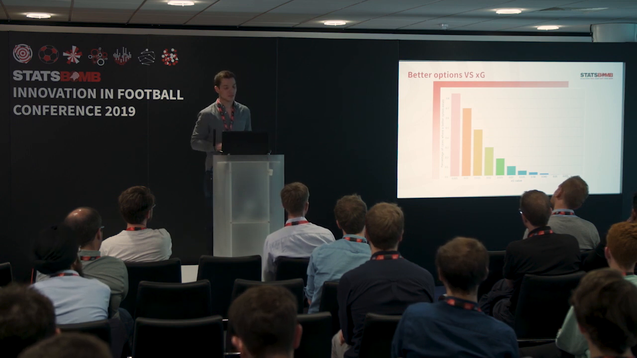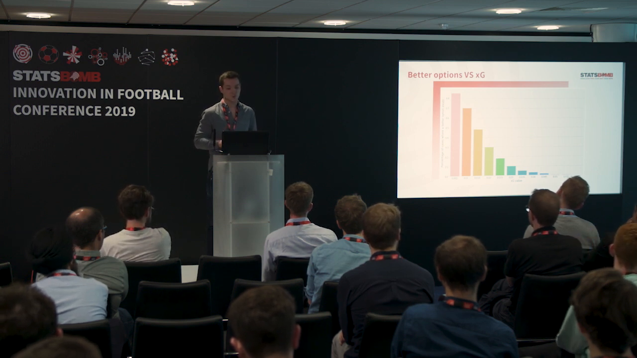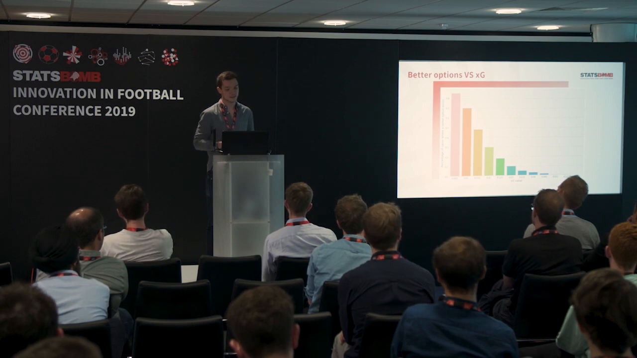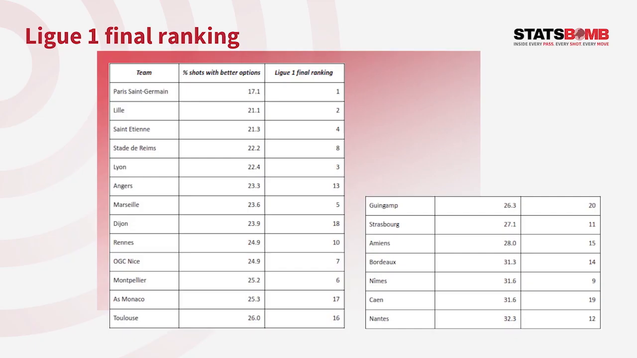So with a model like this, we know that it can have some value with this kind of graph. We can compare the number of cases where a better option exists with the final ranking of the league, and we cut that by team. Of course, the lower the percentage of shots with better options, the better, because players in that team did a great job at making decisions. So it's not perfect, but as you can see, PSG is number 1, and they finished number 1.